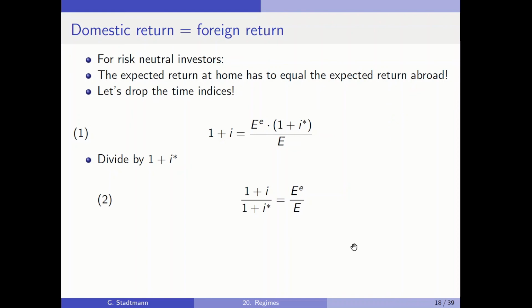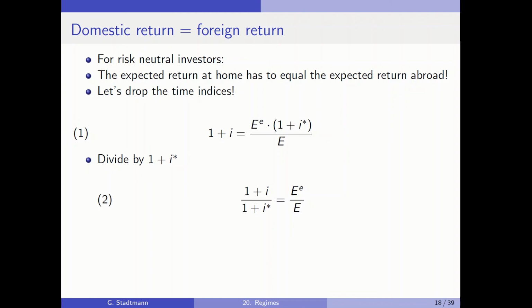In case that we look at risk-neutral investors, then the expected return at home has to be equal to the expected return abroad. Let's drop the time indices here. The domestic return has to be equal to the foreign return. So on the left-hand side of this equation, we have 1 plus the interest rate. This represents the domestic return. And on the right-hand side, we have the foreign return.